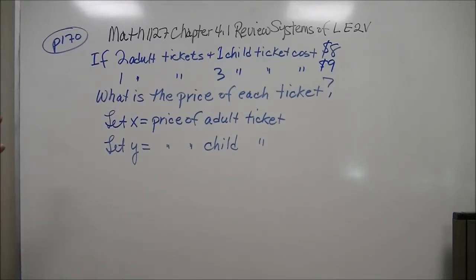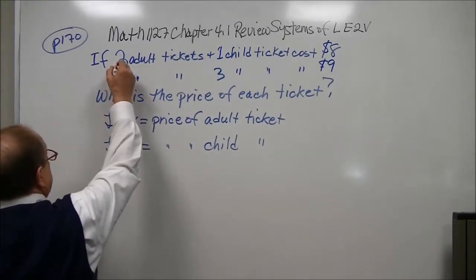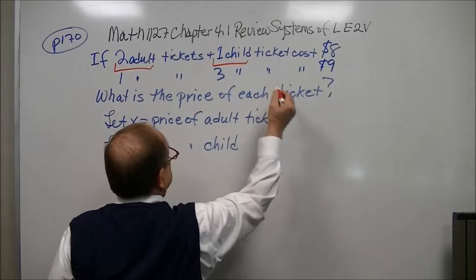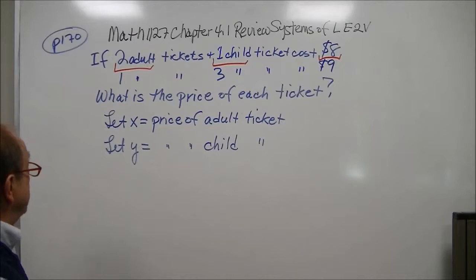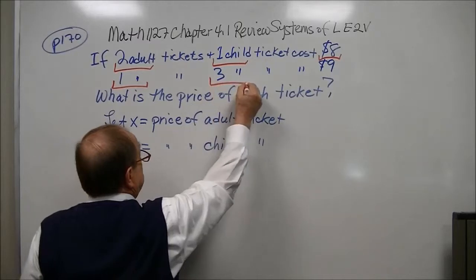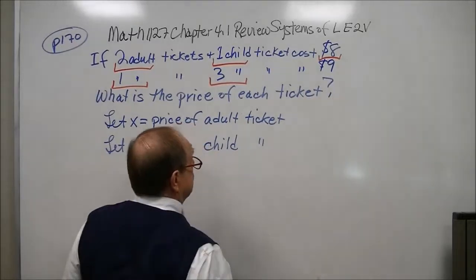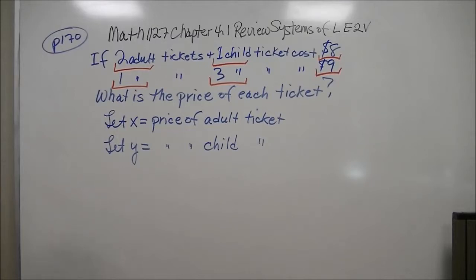And they introduce on page 170 this word problem. Suppose two adult tickets and one child ticket cost $8. And one adult ticket and three children's tickets cost $9. What is the price of each ticket?